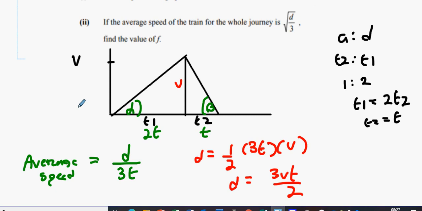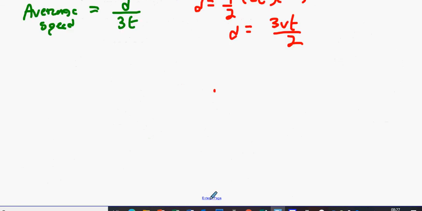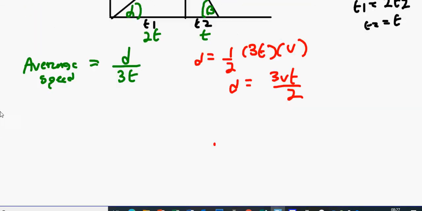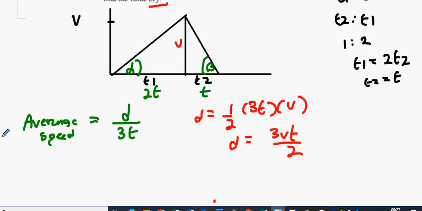Okay. Now, let's have a look at what to do next. We're nowhere near finding the value of f. Have I even done an equation with f in it yet? I haven't even used f yet. So that to me means use an equation that has f in it somehow.